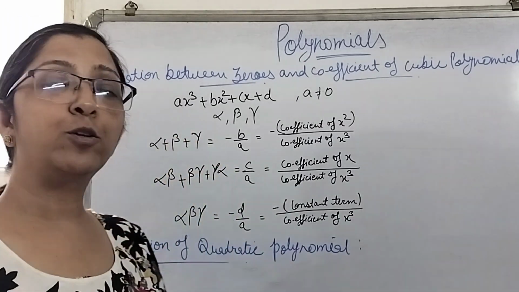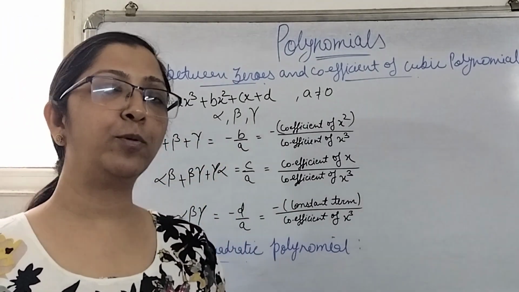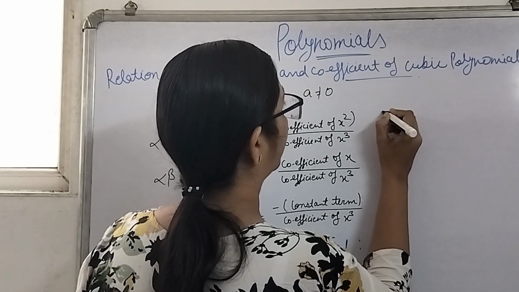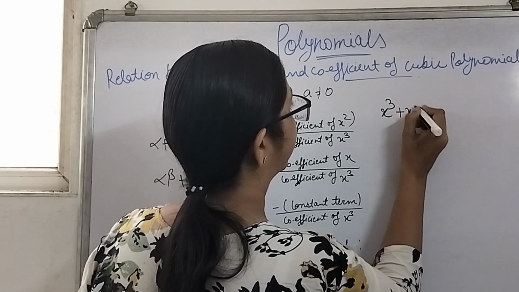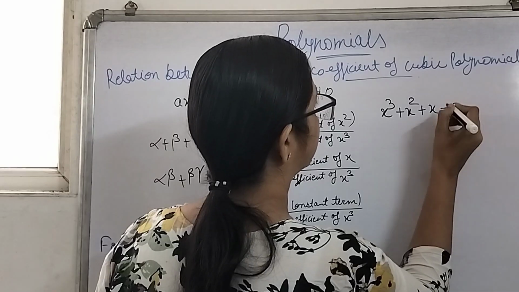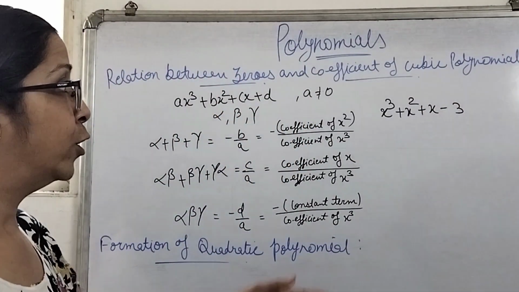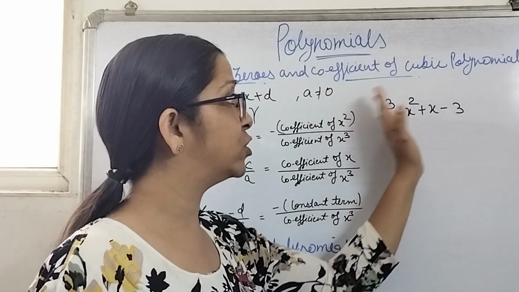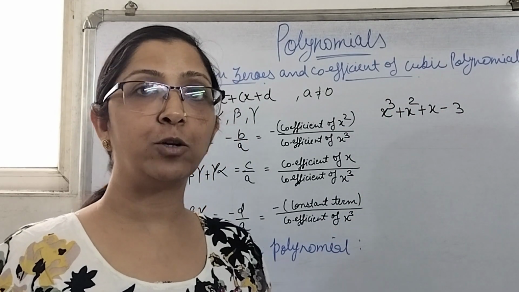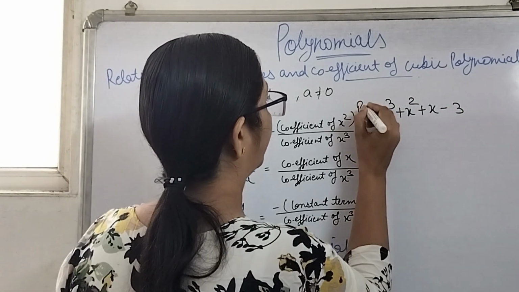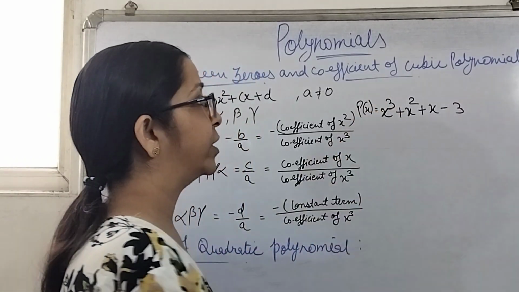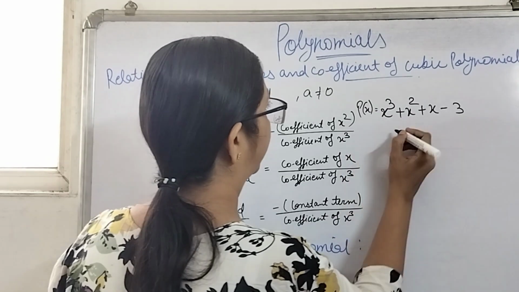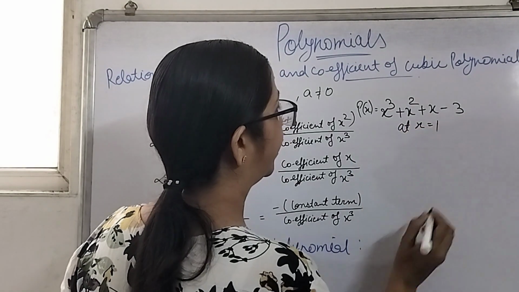Now how to find the zeros of a cubic polynomial? If any cubic polynomial is given to us, suppose I am saying that the cubic polynomial is x cube plus x square plus x minus 3. This is the cubic polynomial. Now we know that the zeros of the polynomial will be the values of x for which this polynomial will become 0. So we are assuming that this polynomial is p(x), and if instead of x we are going to keep 1 over here by trial and error method, we are keeping x is equivalent to 1.